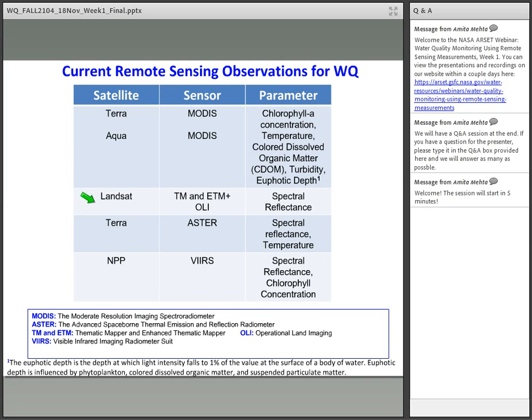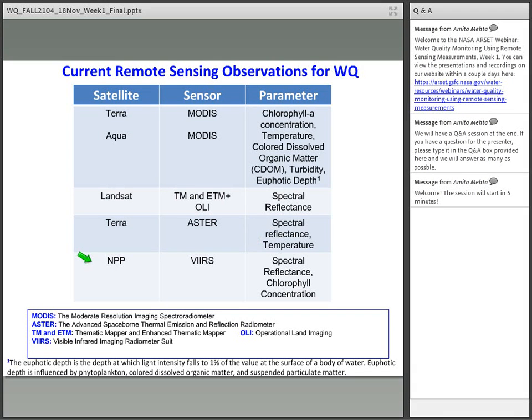Landsat is one of the longest flying satellites and provides a number of sensors: TM, ETM, and the Operational Land Imager. So spectral radiances or reflectance are available from these instruments. They can be converted to water quality parameters. Again, we talked about ASTER, which is the Advanced Spaceborne Thermal Emission and Reflection Radiometer. This is also used for spectral reflectance, which can be used to derive water quality parameters, and also water temperature is available from ASTER.